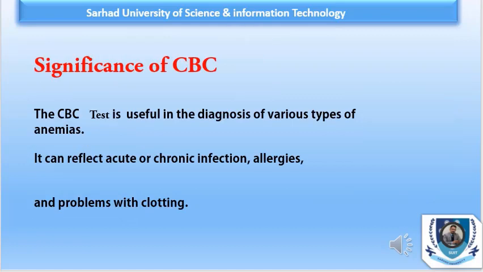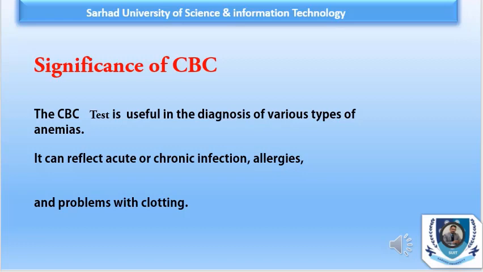Now, what is the significance of CBC? Basically, we have three main components in CBC. One is RBC, red blood cells, the second one is white blood cells, and the third one is platelets. The CBC test is useful in diagnosis of various types of anemia, where we look at hemoglobin. Whenever we find that hemoglobin level is decreased, we find out that there is anemia, and which type of anemia we will discuss in further slides.